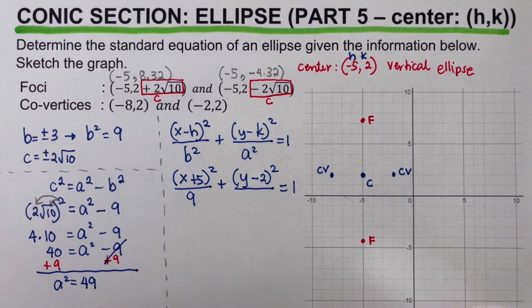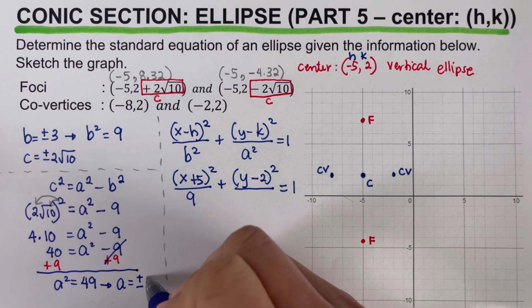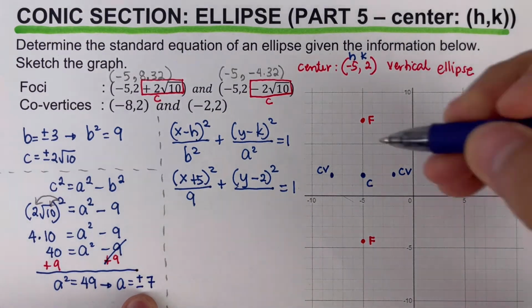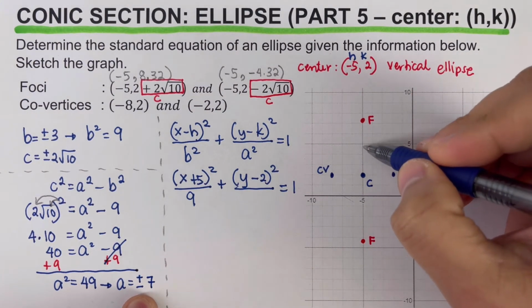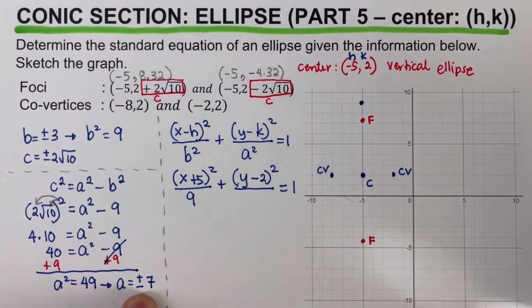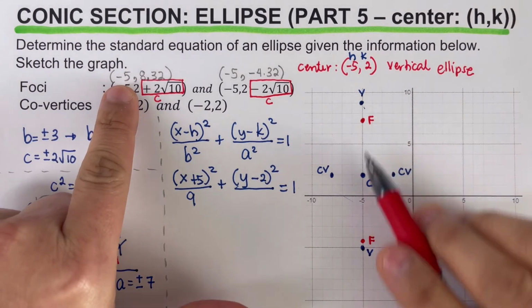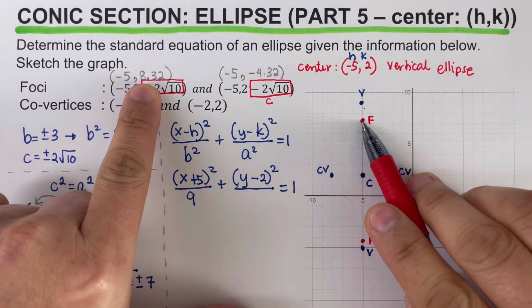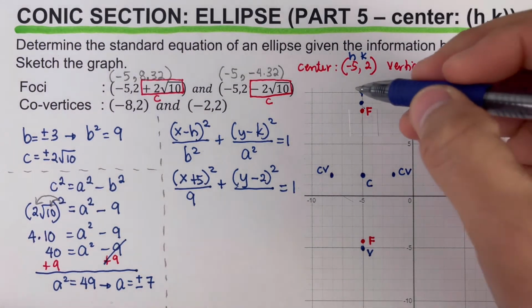This tells us that our a then is plus or minus 7, because the square root of 49 is 7. This tells us that we are going to go up 7 and down 7 to determine the vertex. So 1, 2, 3, 4, 5, 6, 7. This is the first vertex. By the way, this focus that we have right here is supposed to be (-5, 8.32). So that would be 5, 6, 7, 8.32. That should be somewhere around here. And so we can go ahead and sketch the ellipse.